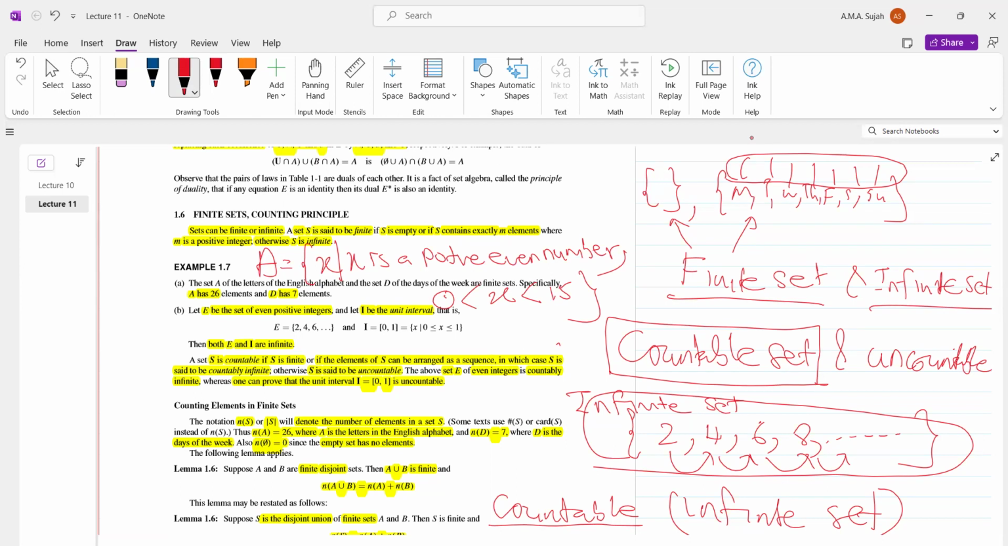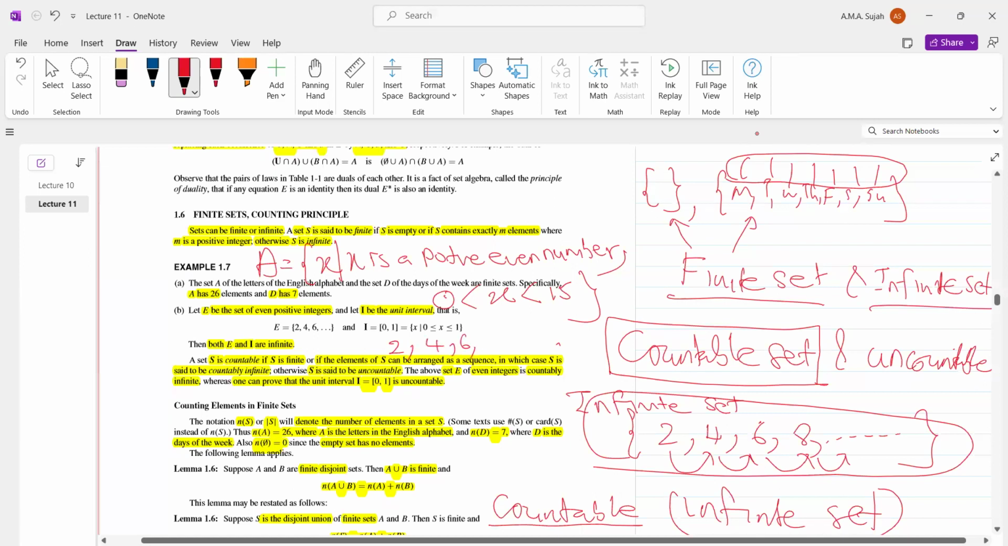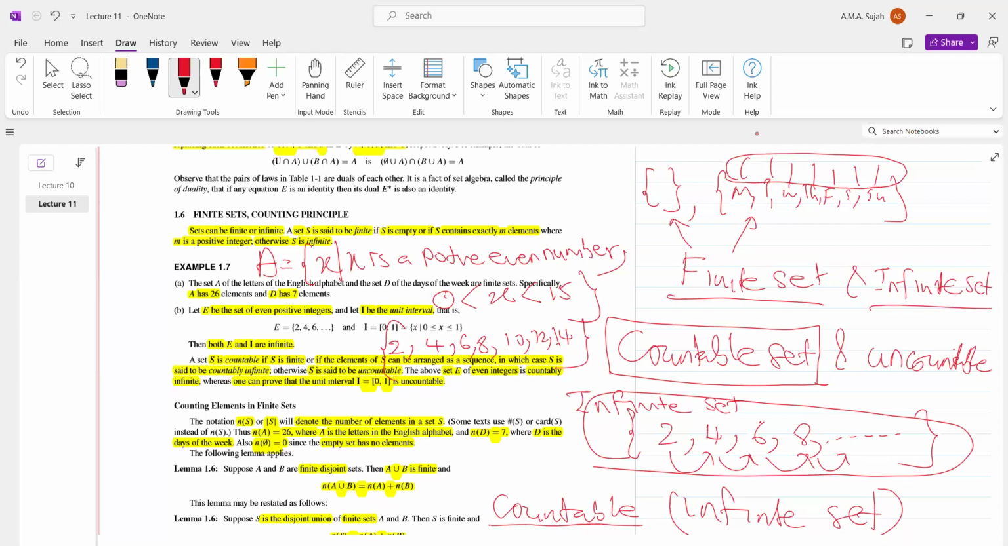A is a set of X such that X is a positive even number, and I am giving a boundary for X. So greater than 0, less than 15. So how many elements? If you know exactly how many elements are in this set, we know, right? So positive even numbers greater than 0 means 2, 4, 6, 8, 10, 12, and 14, right? These are the elements. So we know exactly how many elements belong to this set. Then we can say A is a finite set, right?